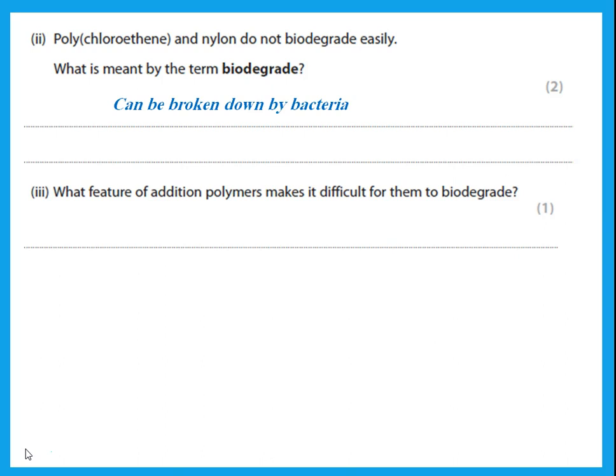What feature of addition polymers makes it difficult for them to biodegrade? Why is it that polymers are not biodegradable? Because it is inert. The word inert means unreactive, does not react.